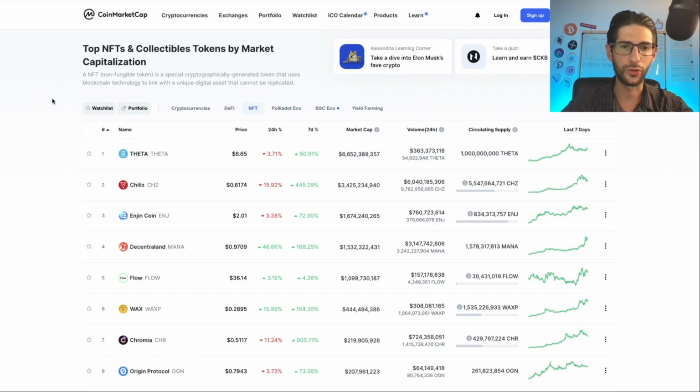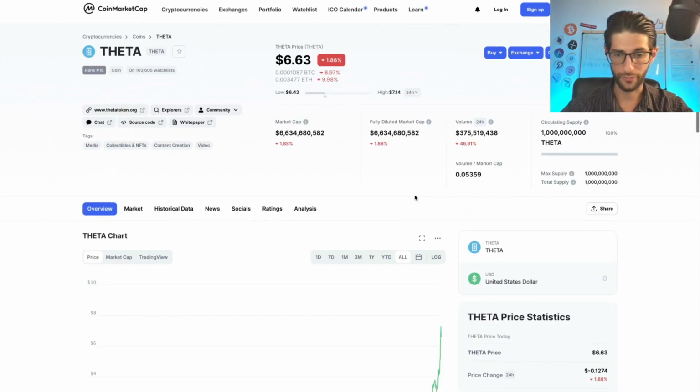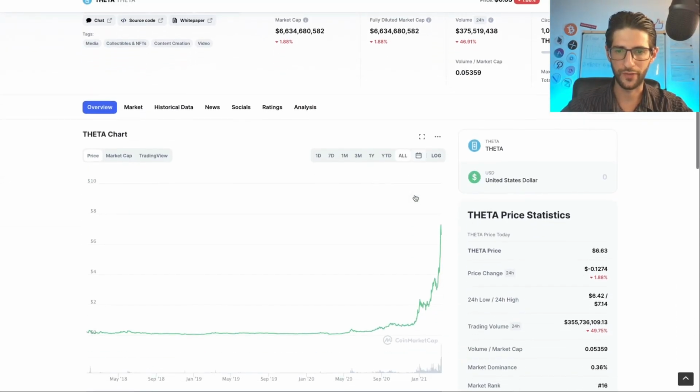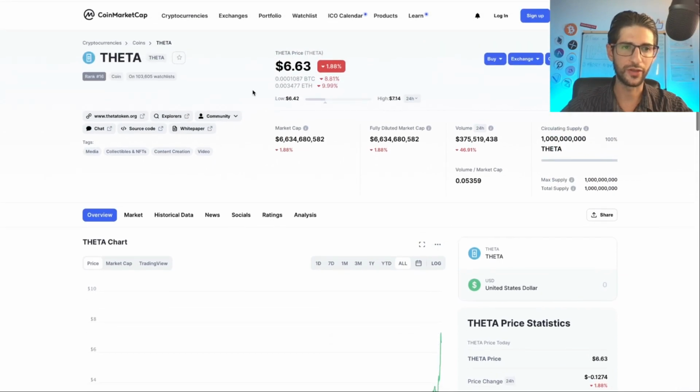If you go to CoinMarketCap and put /nft, you will get this list, the top NFT and collectibles tokens by market capitalization. So these are all the projects or blockchains related right now to the tokenization of NFTs. And many of them have been growing exponentially in the last month. The top three that I mentioned are Theta, Chiliz, and Enjin Coin. They have been growing a lot since March. All of them have a lot of hype because of NFTs.